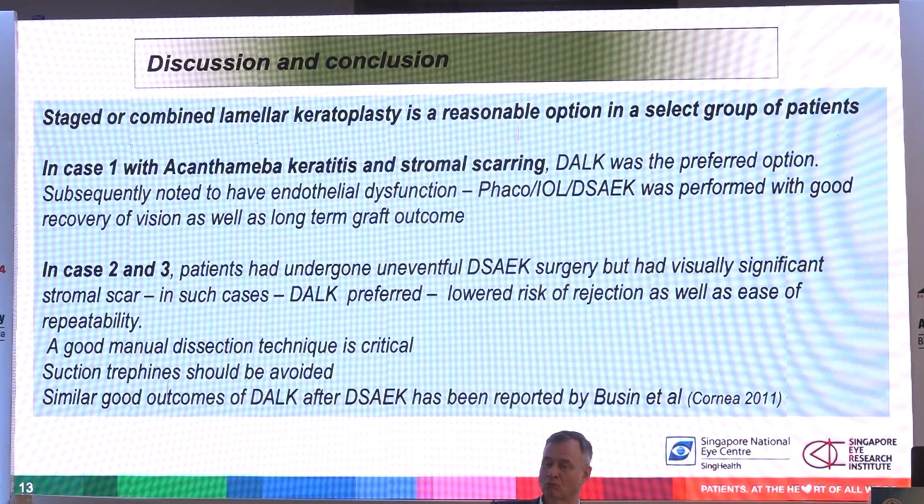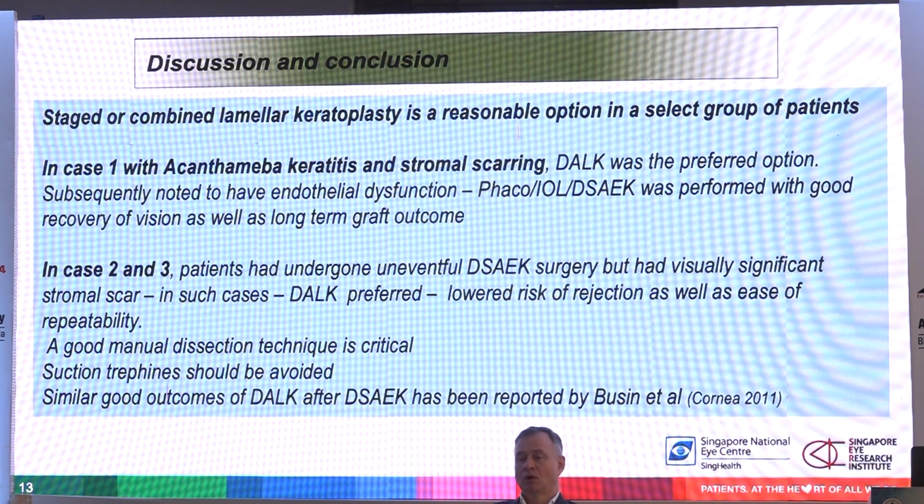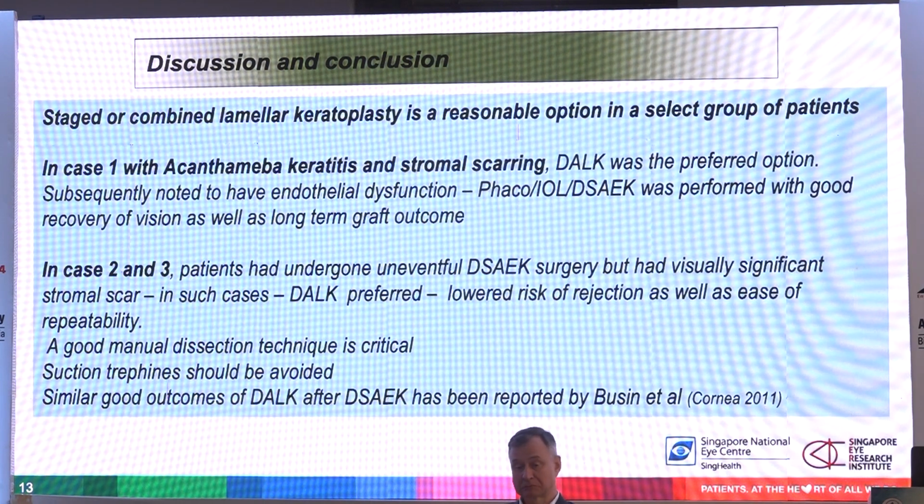So as I mentioned in case 1, the acanthamoeba patient with stromal scarring, a DALK was a reasonable first option. And if there is endothelial dysfunction, once the eye calms down, a phaco-dissect might be a better option in terms of long-term graft outcomes. Doing a manual dissection under a dissect is very, very easy. It's a lot easier than doing a manual DALK for, say, keratoconus or other stromal scars.